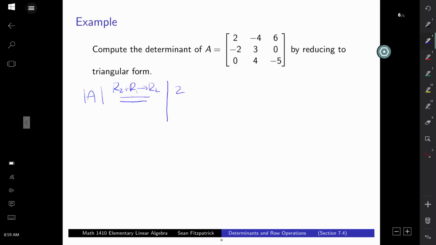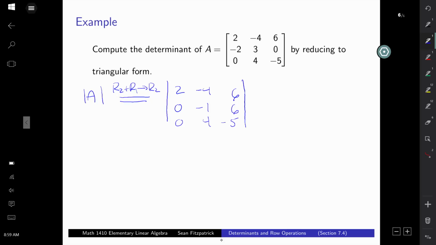So 2, minus 4, 6, 0, 3, oops, sorry. So I'm doing 3 minus 4, so minus 1. And then 0 plus 6 gives me 6, 0, 4, minus 5. All right, so I create that 0. And now I want to get rid of the 4.